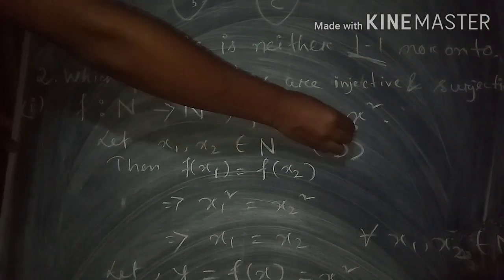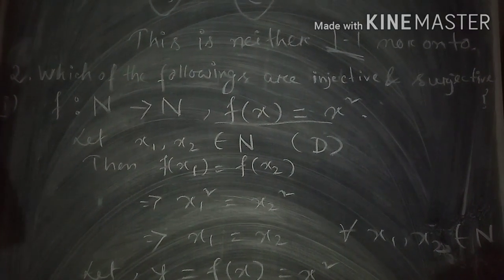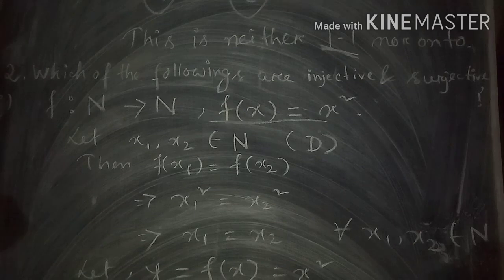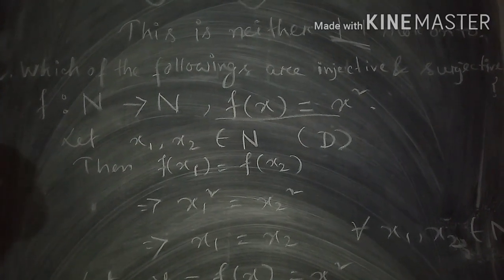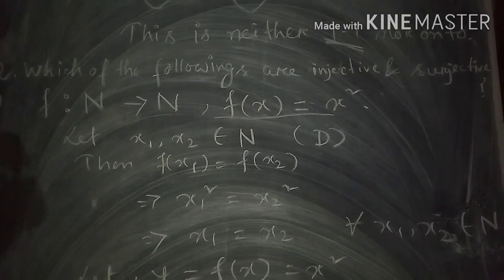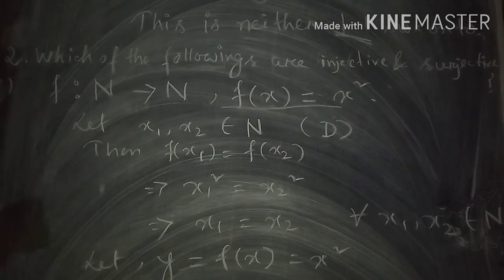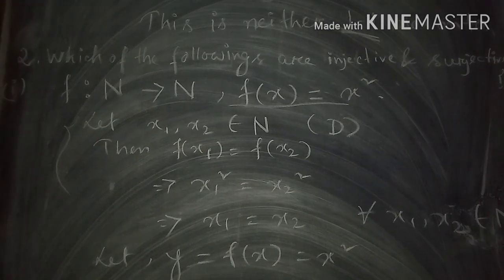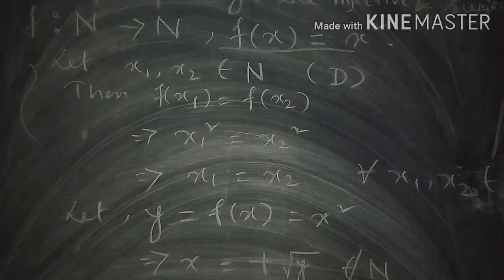Whenever we are given some type of functions, and we are asked to check whether these functions are injective and surjective, then we may proceed this way. We have to take two elements in the domain.